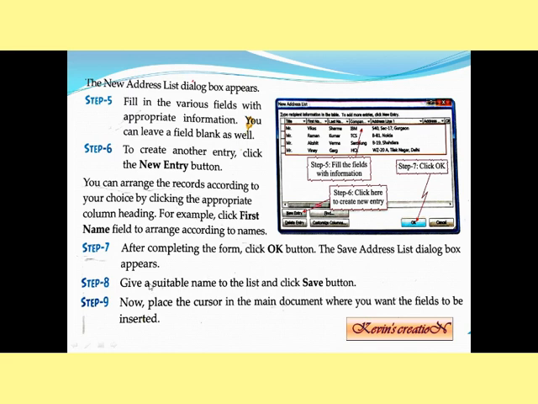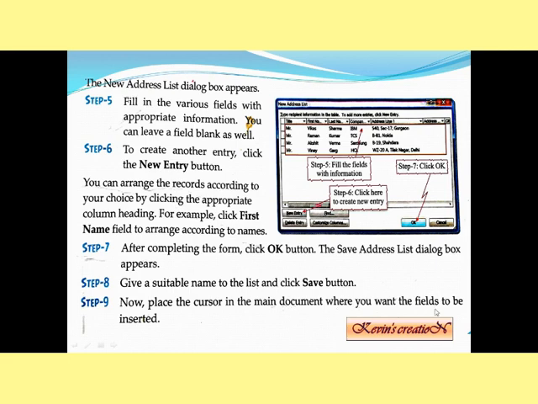The save address list dialog box appears. That means for this file you have to give a name and save it on your computer. Now give a suitable name to the list and click the save button. For example, if it is your friends list, you can give Friends as the name.